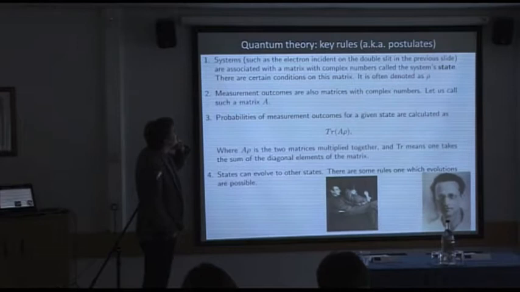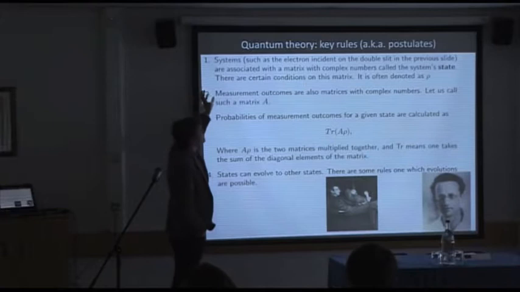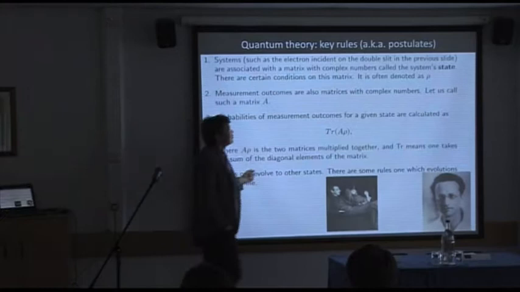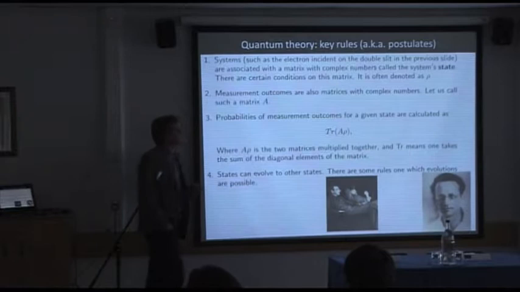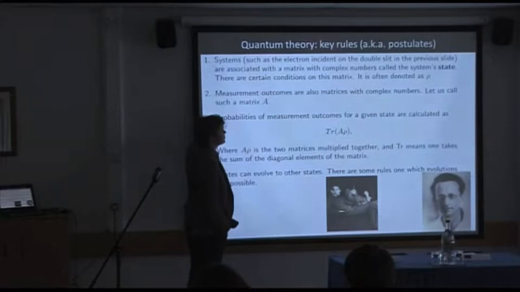So the rules are actually not that difficult. You take a matrix, which you associate with a system, like the electron, and you call it the system's state. The matrix has complex numbers in it. And there are certain conditions beyond that, but we don't need to go into exactly what those are. And this matrix you often denote as rho.